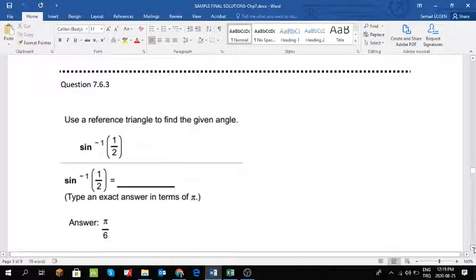Alright, this is chapter 7, section 6, question 3. Use a reference triangle to find the given angle. This is arcsine 1 over 2. We should ask ourselves for which angle the sine of that angle is 1 over 2. And the answer is 30 degrees, right? Sine 30 degrees is 1 over 2. And you can take the reference angle like that.